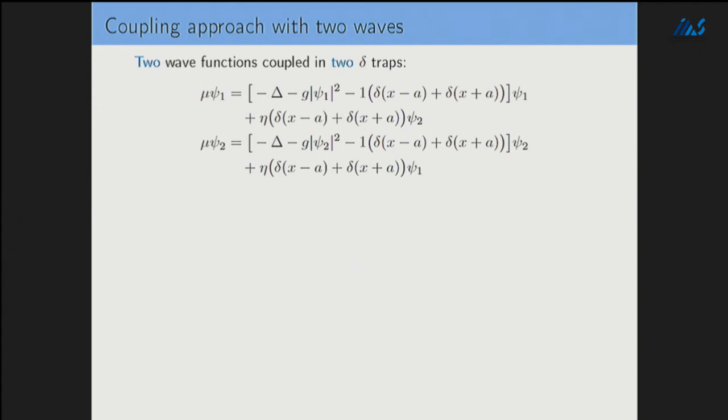So we have two Gross-Pitaevskii equations. Here, psi1 should again always be our bound state. It is now coupled at 2 points to one wave function psi2. The same for wave function psi2. It's a Gross-Pitaevskii equation, which feels the real potential here and is coupled at 2 points to our wave function psi1.